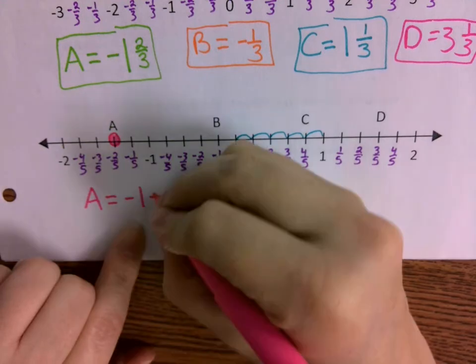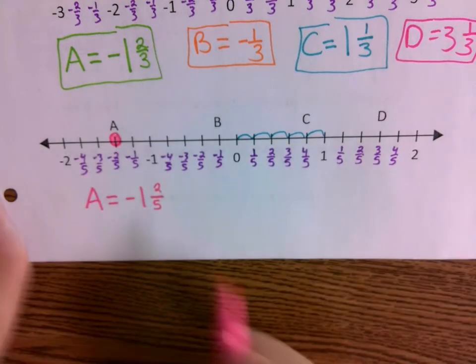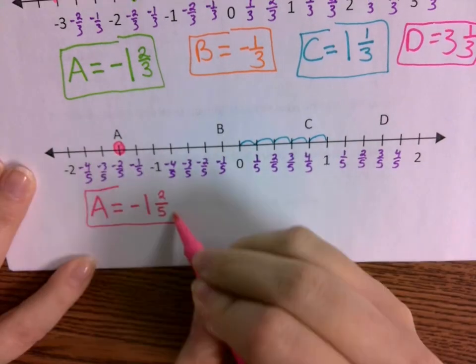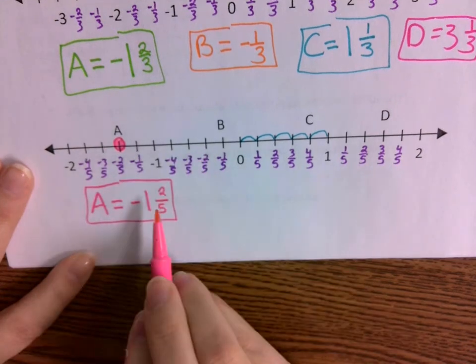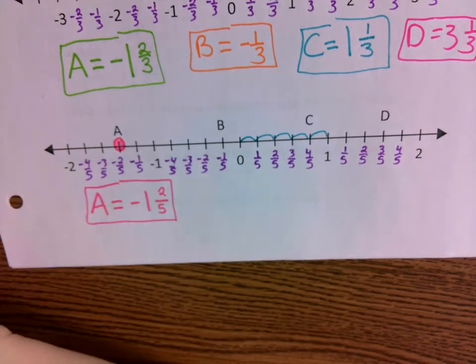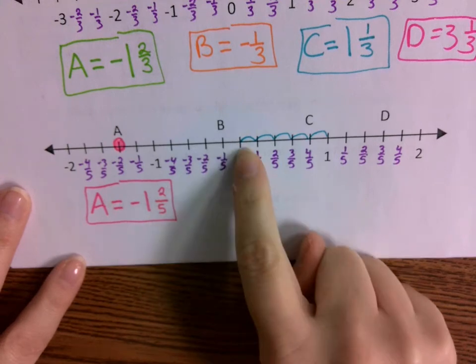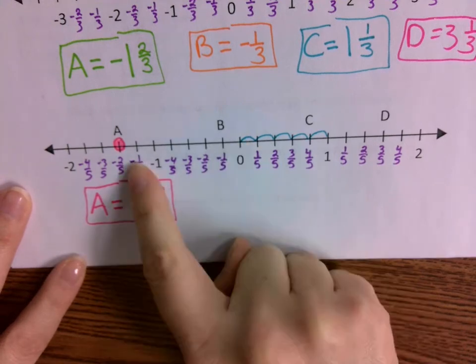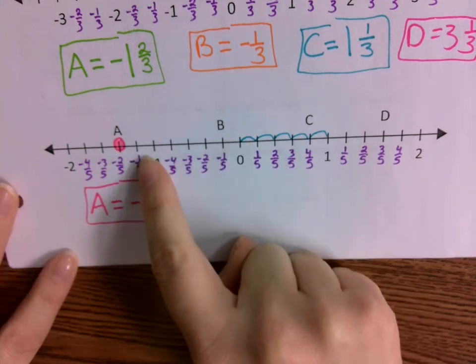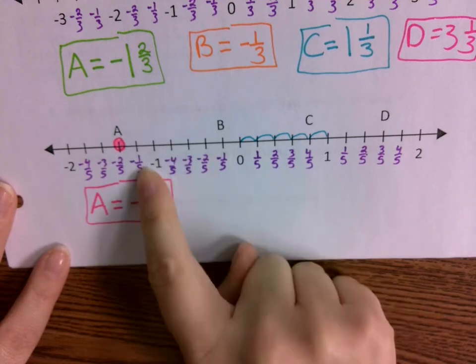So there is point A. Point A is at -1 and 2/5. Okay, point B. All right, I went past 0. Did I pass -1? Yes or no, guys? Did we pass -1? No. Point B did not go past -1.